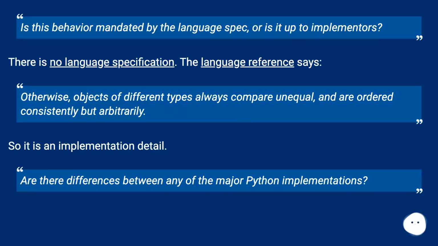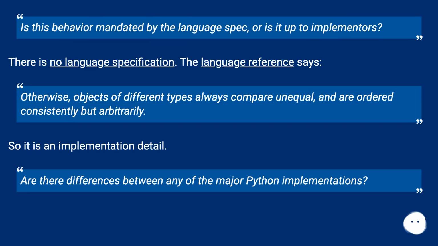Is this behavior mandated by the language spec, or is it up to implementers? There is no language specification. The language reference says: Otherwise, objects of different types always compare unequal and are ordered consistently but arbitrarily. So it is an implementation detail.